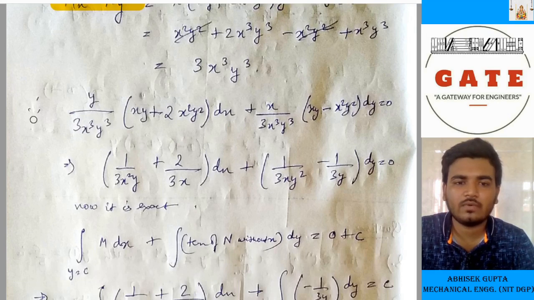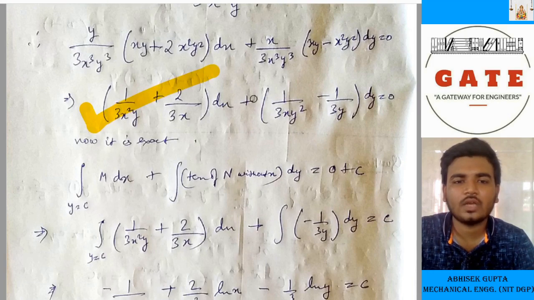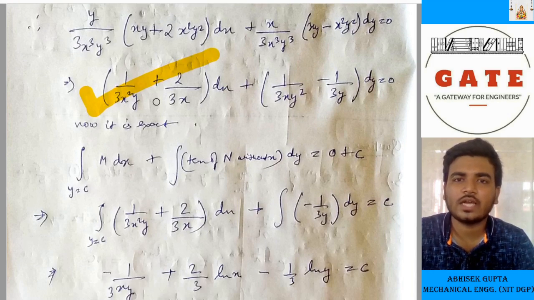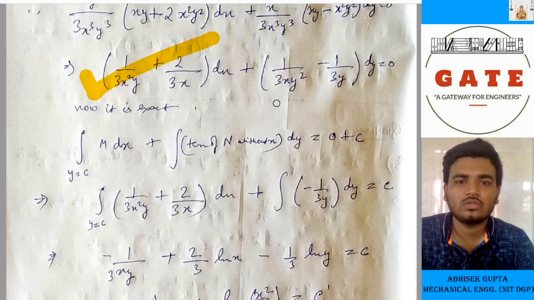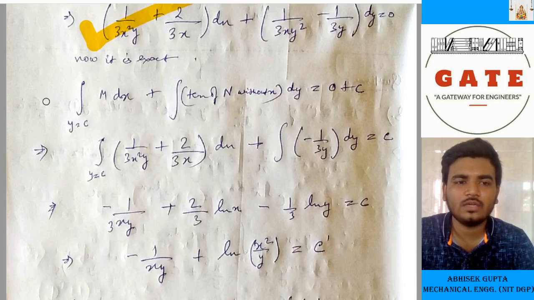So we will divide the whole equation by this to convert into exact form. After dividing, this is the converted form. Now it is exact. How do we check the exact form? ∂M/∂y equal to ∂N/∂x. After that, you will get the exact form, then solve as previously.